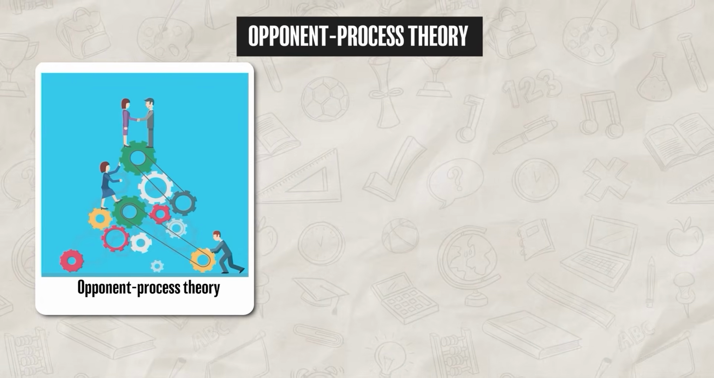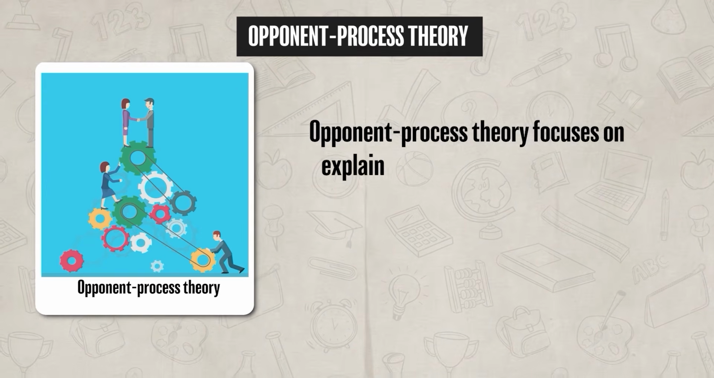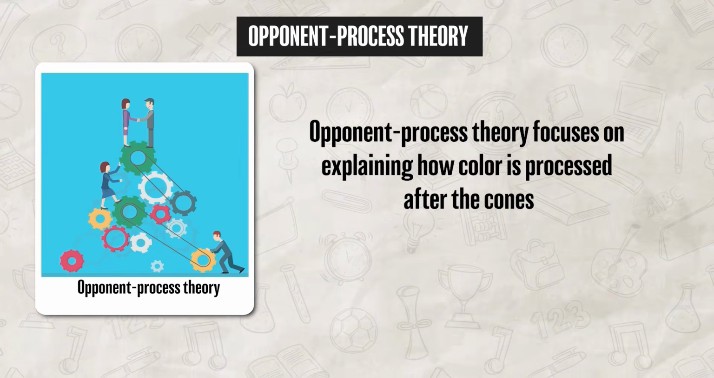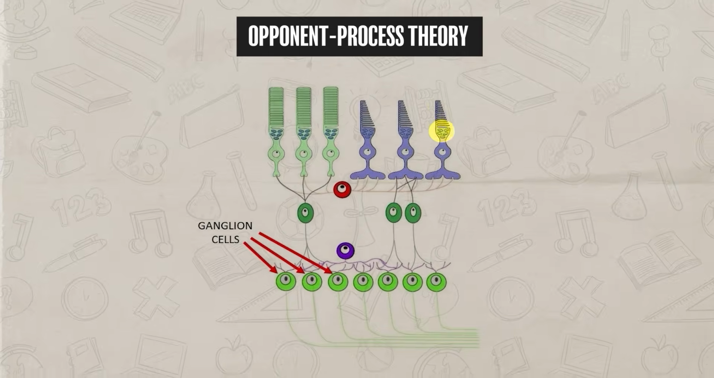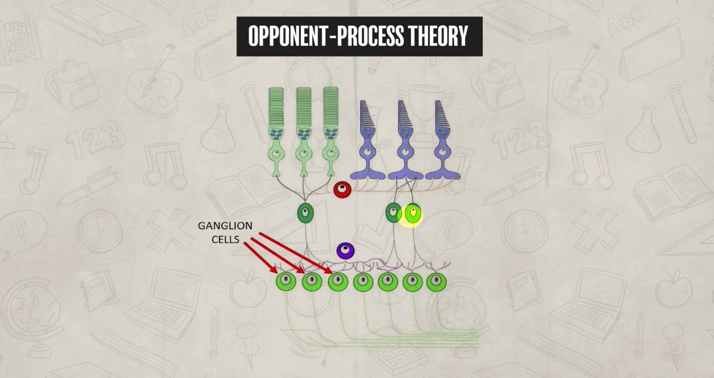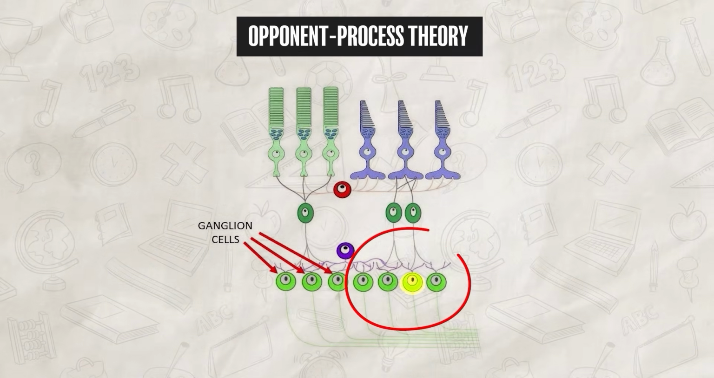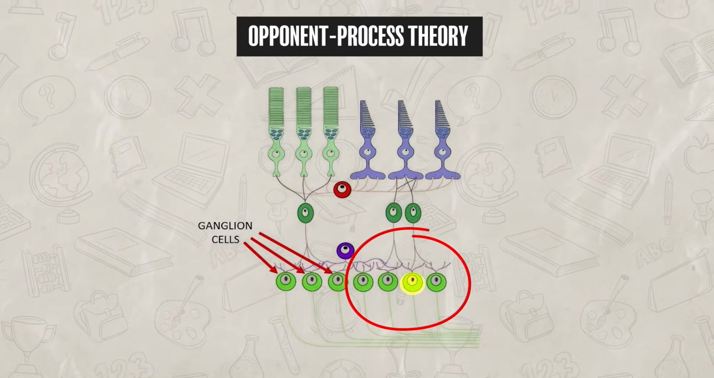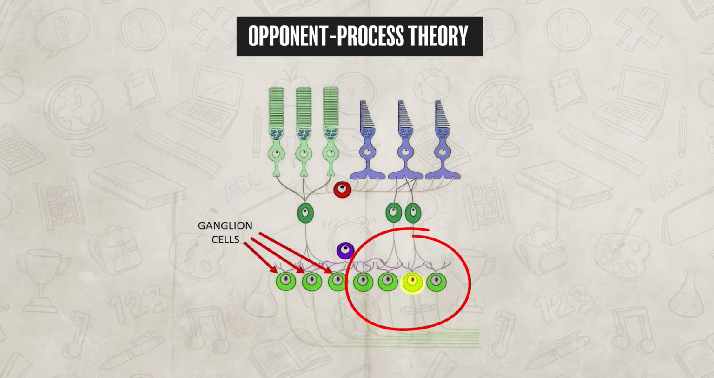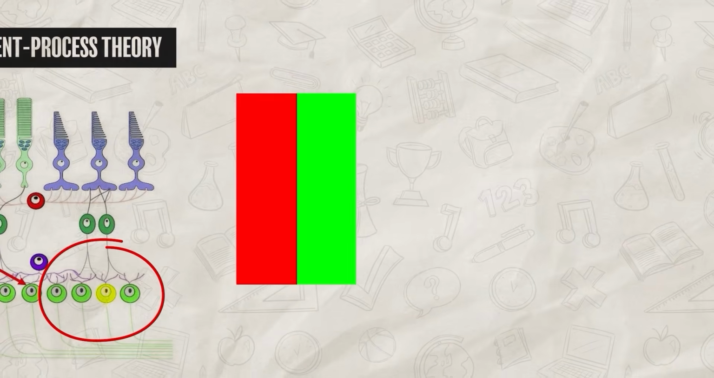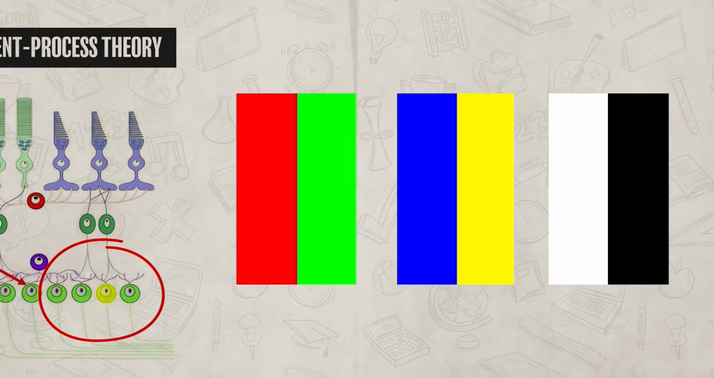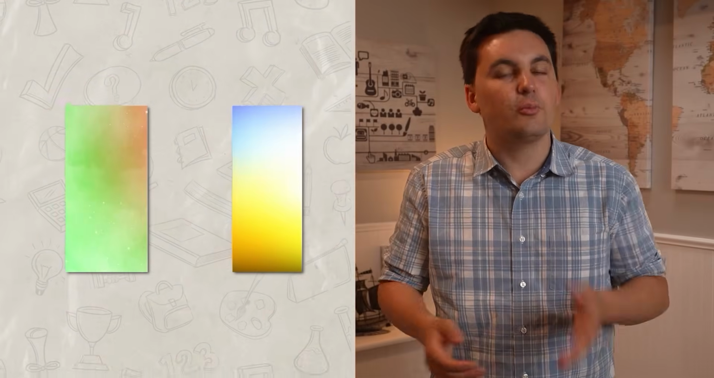Now, on the other hand, the opponent process theory focuses on explaining how color is processed after the cones. According to this theory, once the cones detect color, that information is passed to ganglion cells. These cells are wired in a way that some neurons are excited by certain colors and inhibited by others. Color is processed in three opposing pairs: red-green, blue-yellow, and white-black. Since colors are paired, you never see a reddish green or a yellowish blue. The brain can only register one color from each pair at a time.